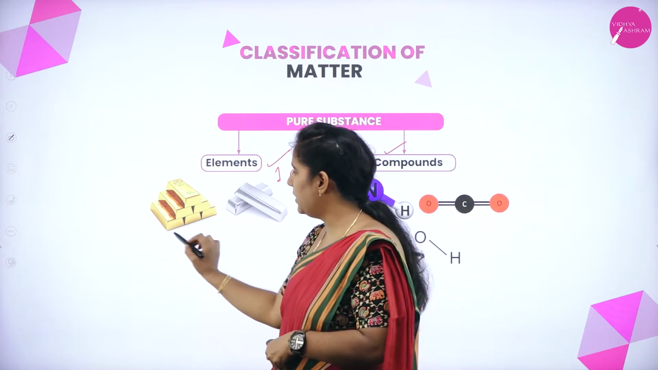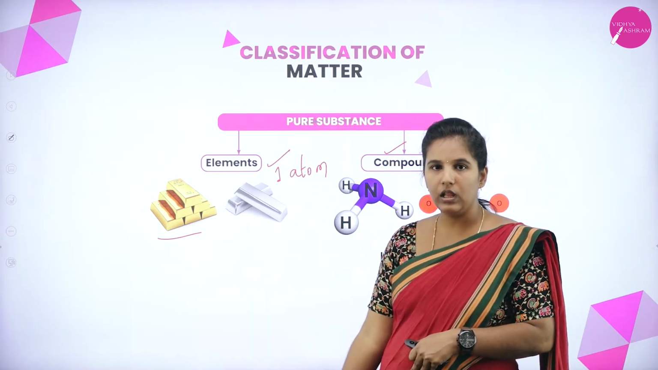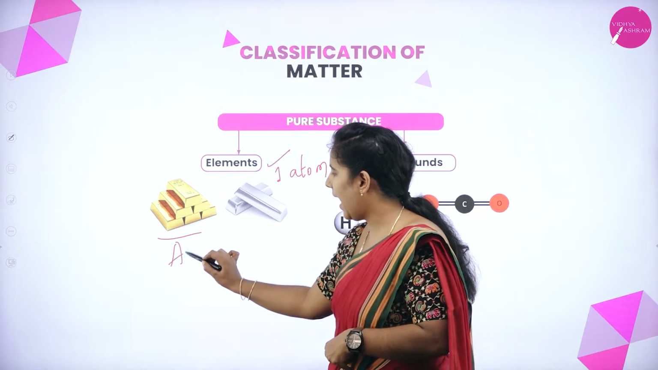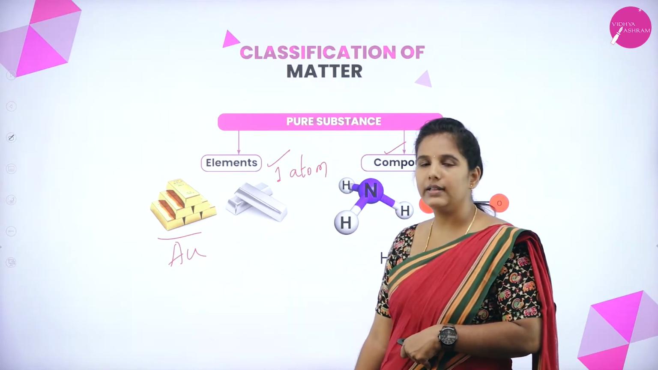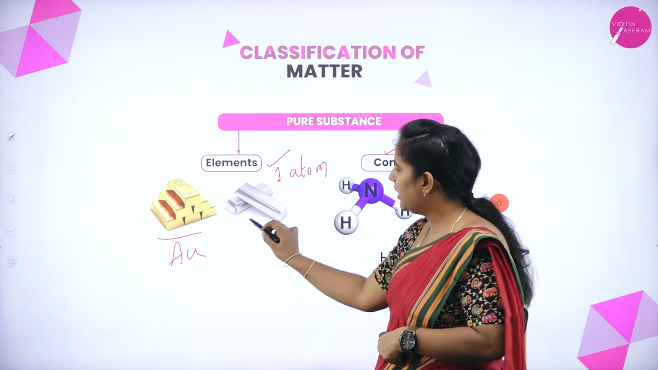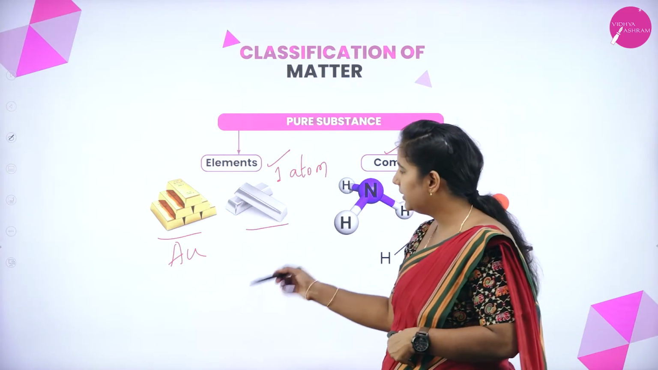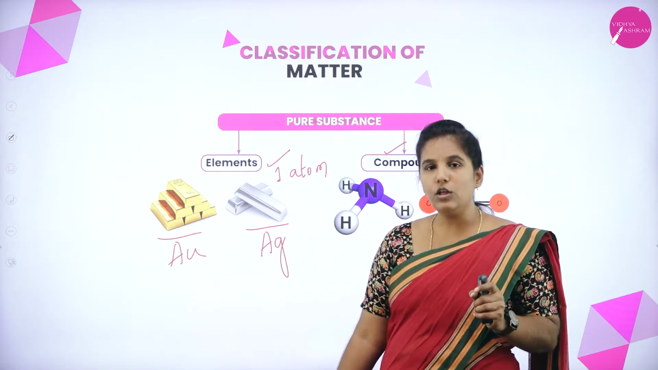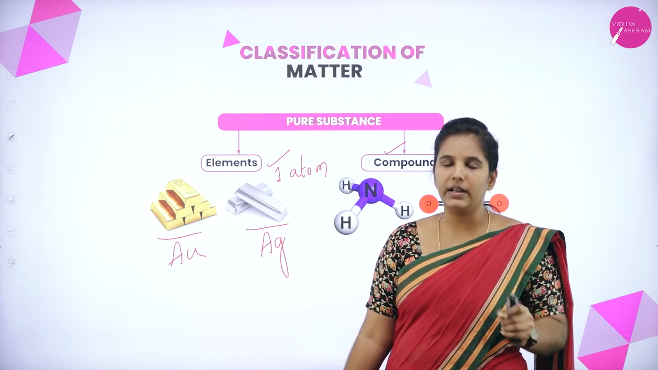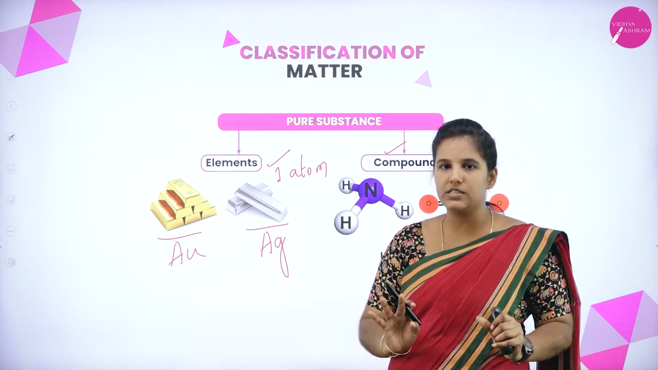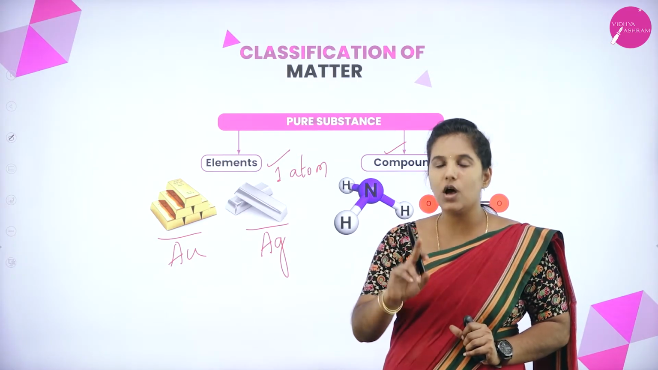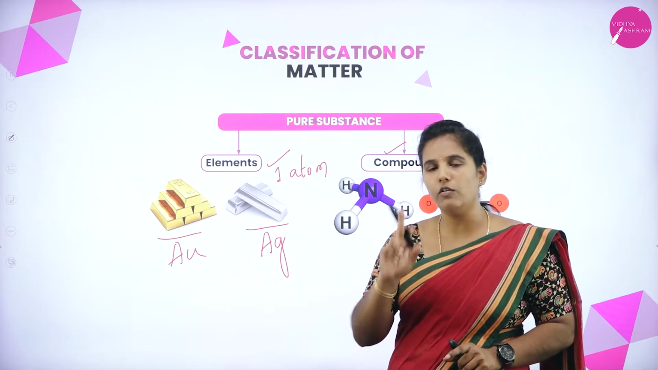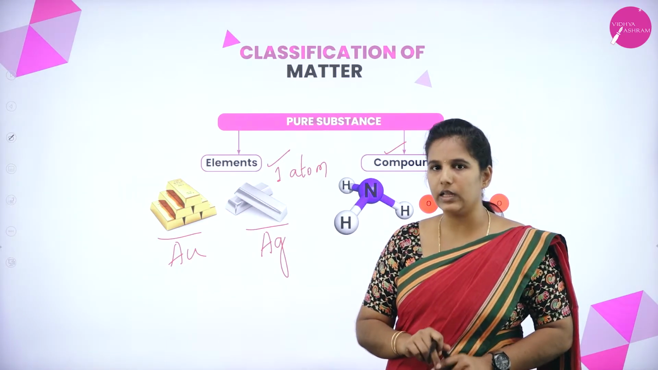The best example is gold. Pure gold is usually made up of gold atoms. There is no other impurity. Similarly, pure silver has silver atoms. Then only we can say it is an element. Elements are pure substances. Remember, they consist of only one type of atom.